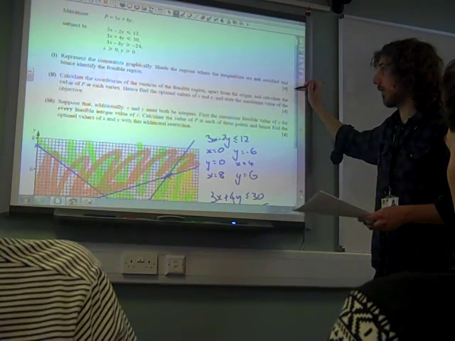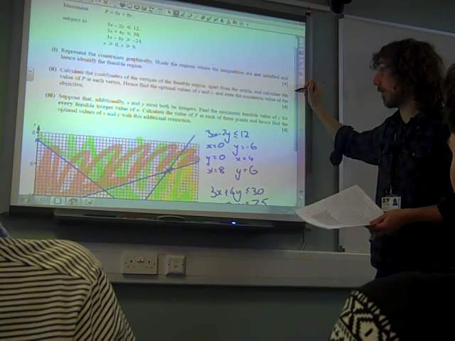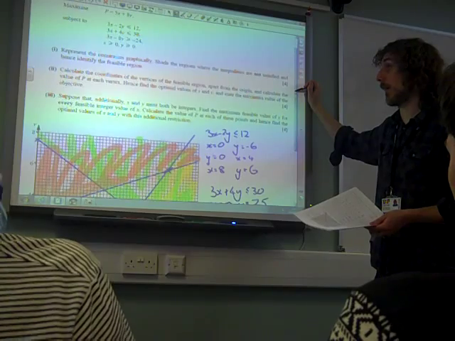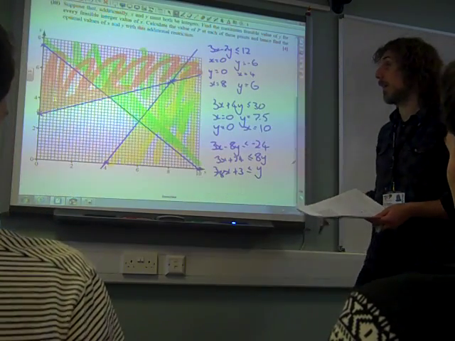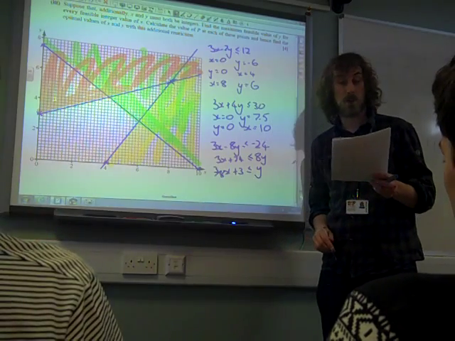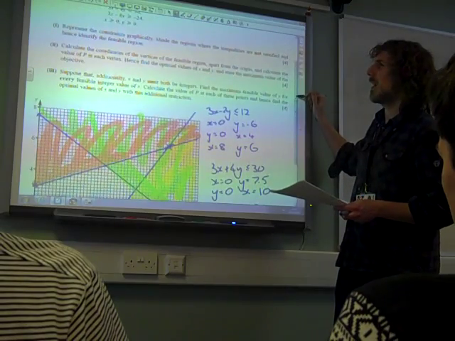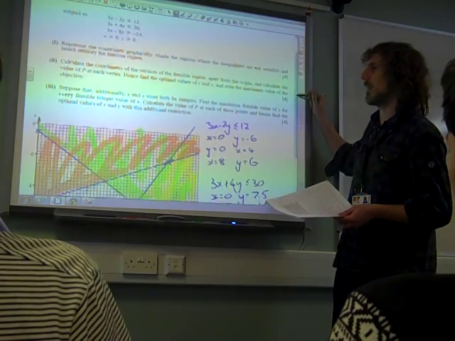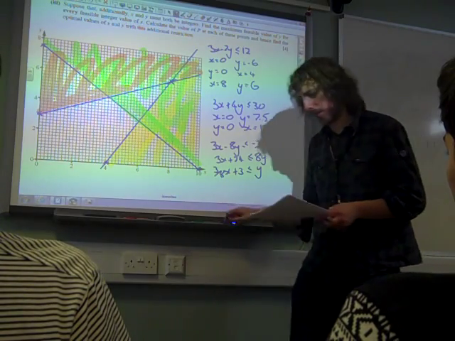Calculate the coordinates of the vertices of the feasible region, apart from the origin, and calculate the value of P at each vertex. Hence find the optimal values. Right, so we need the points where things are intersecting here. It does say calculate, but we can get these from the graph. We know what we're doing with this stuff.